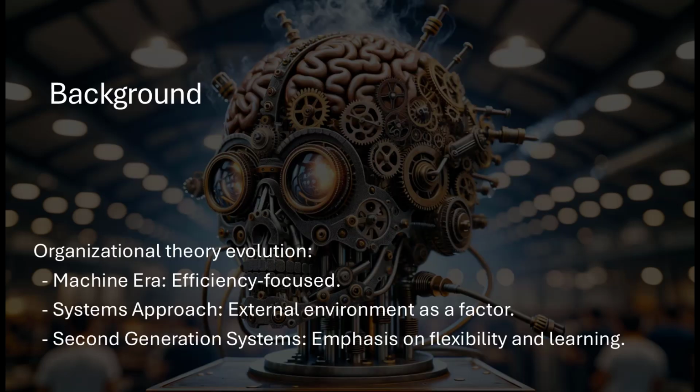Historically, organizational theories have evolved significantly. According to Ballman, 1990, there are three key paradigms: the machine era, focused on efficiency; the systems approach, where external environments began influencing organizations; and the second-generation systems theory, which emphasizes organizational flexibility and learning. These paradigms provide the context for how control and learning have been understood within organizations, leading us to the need for newer models that reflect modern organizational challenges, especially with technology.